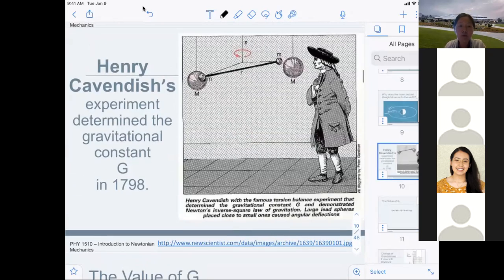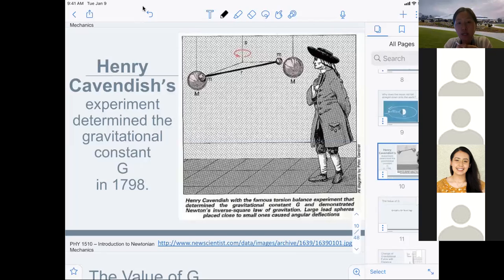Okay, so how do people in history measure this G? We said G is so tiny, right? And if you have just any random two objects, the attraction is so small. So here I want to briefly mention the Cavendish experiment because that kind of technique has been used in a lot of things in physics and other science experiments. He used something called a torsion balance to measure that G.